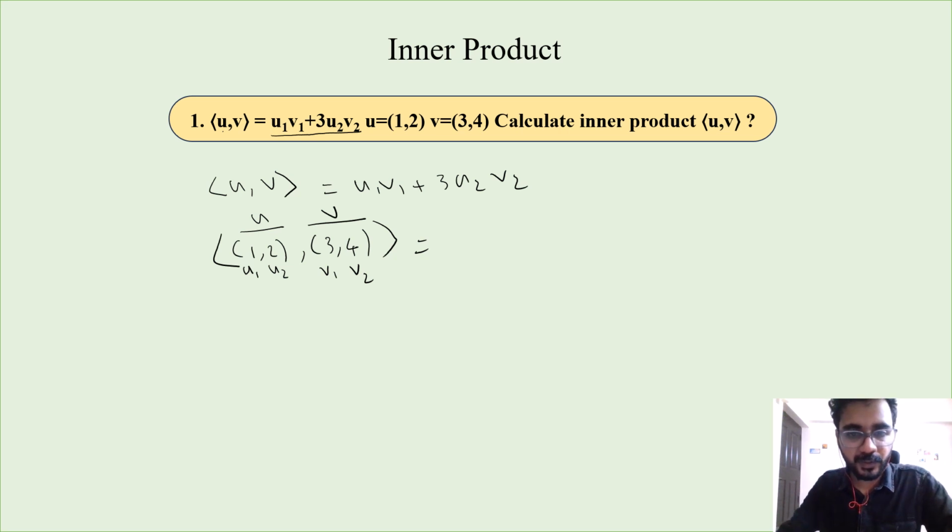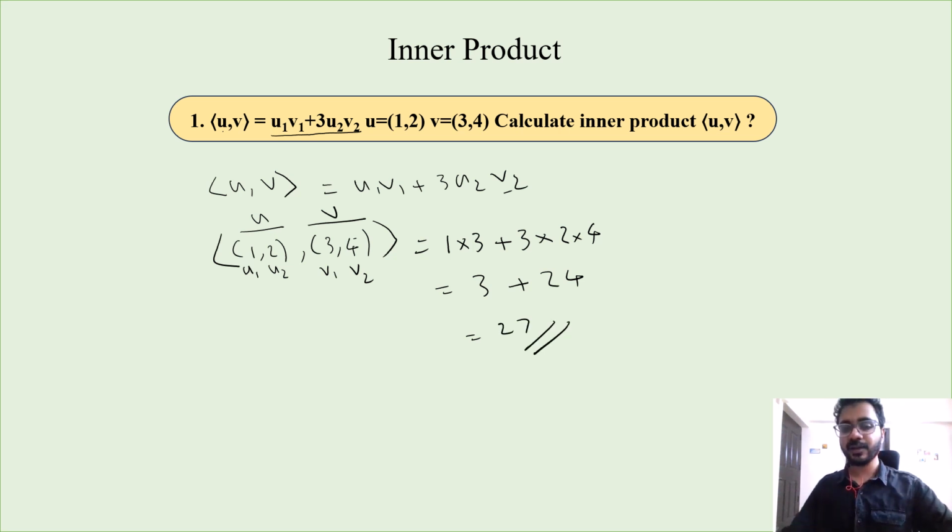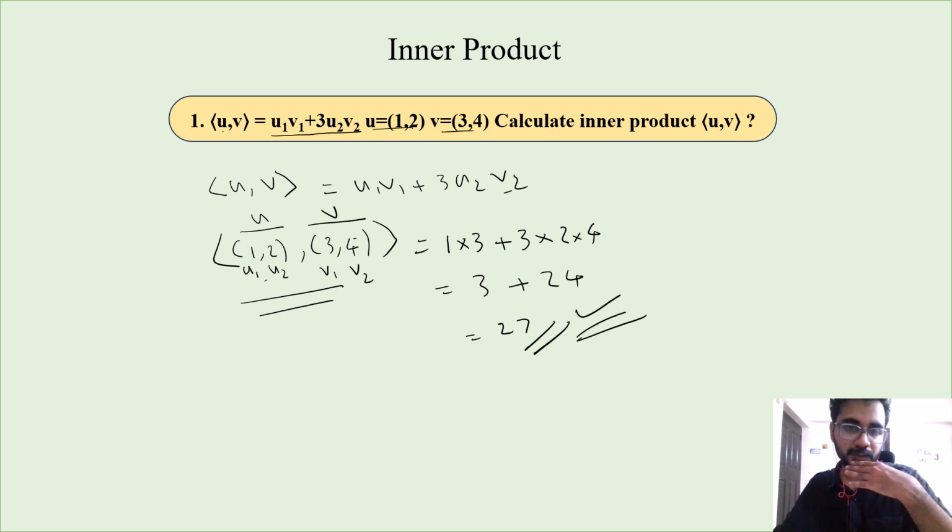So substitute these values. What do we get? For u1 v1 we take 1 times, for v1 we take 3, plus 3 times, instead of u2 we take 2, instead of v2 we take 4. So the answer will be 3 plus 6 into 4, which is 24, so 27. So 27 is the answer. Here we have calculated an inner product. The inner product is given, and u comma v is given; we substituted u and v here such that we get the inner product as 27. This is how we calculate the inner product and how we have to substitute values.